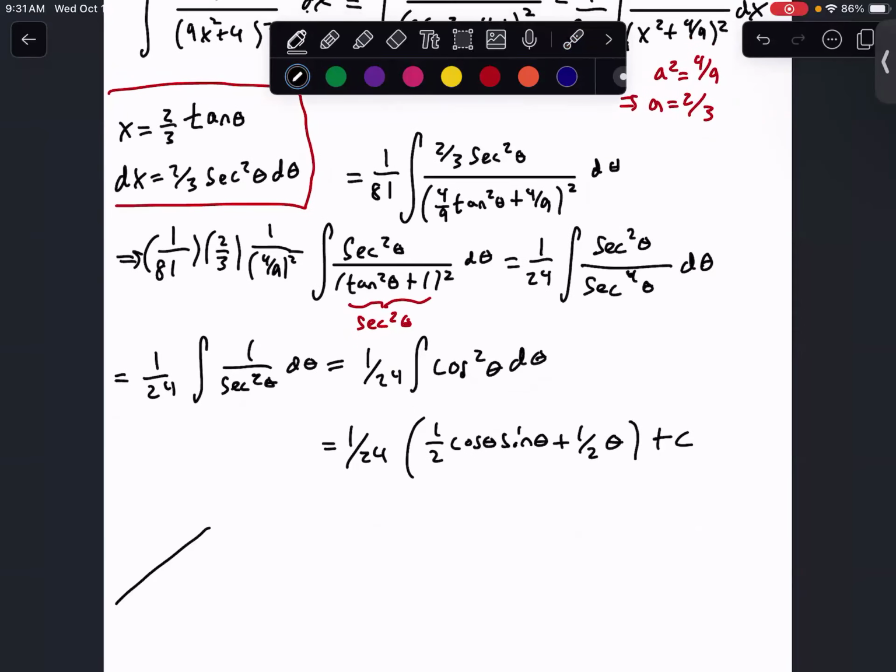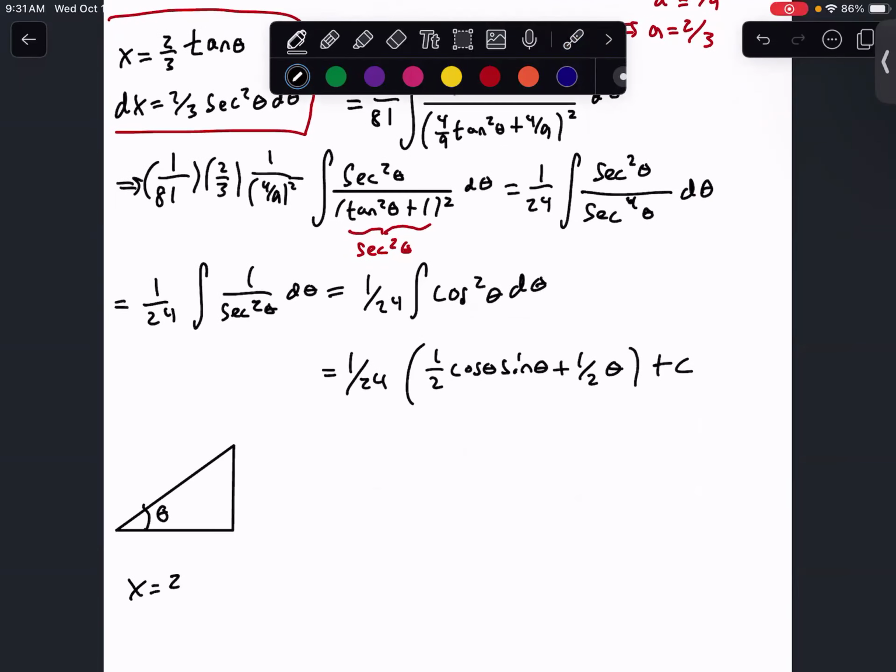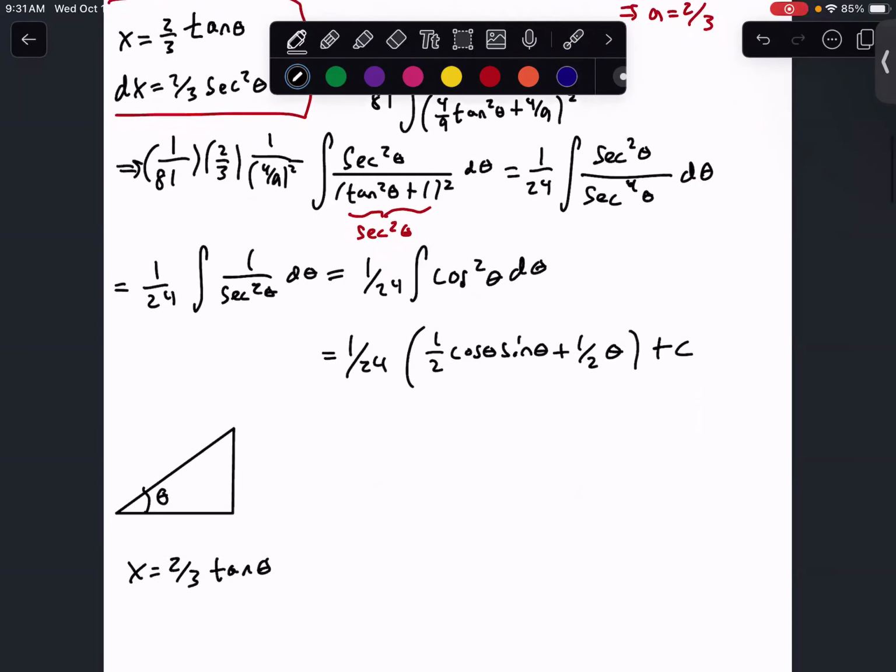So we have this triangle, and to determine the side lengths of a triangle, we always go back to the original way in which we related x and theta with one another. So we always had that x was equal to 2/3 times tangent theta. And so this tells us that 3x over 2 is equal to tangent theta. And you should remember that tangent theta is opposite over adjacent. So this is going to be 3x over 2.